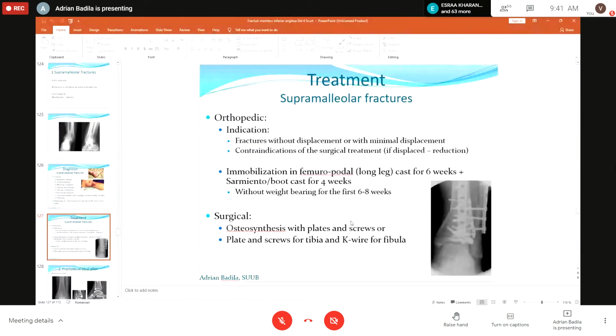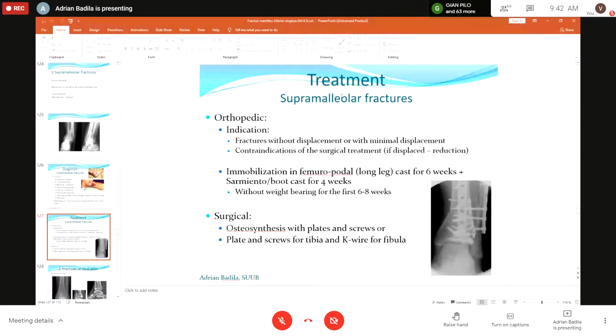And the patient will walk without weight bearing for the first 6 to 8 weeks. We don't have fixed intervals, but we have these variables because there are no identical fractures. The period of immobilization depends on the type of the fracture and on the evolution of the fracture.